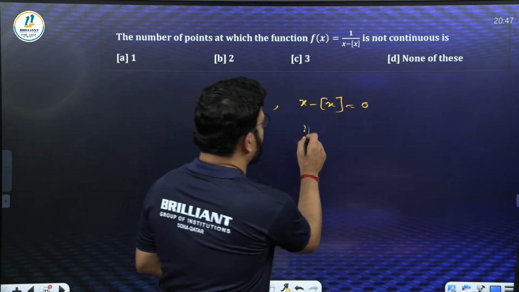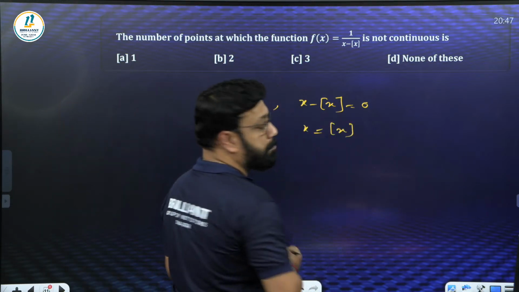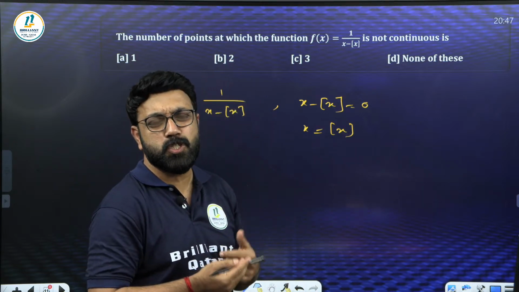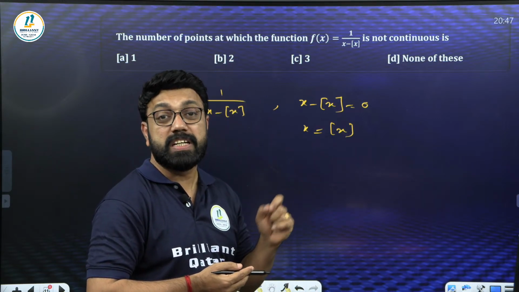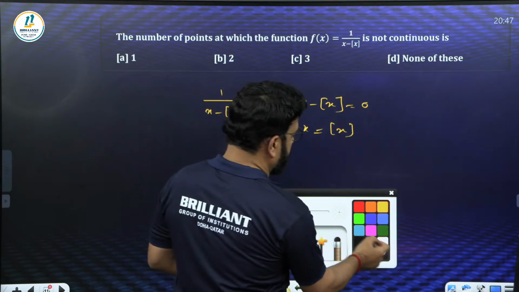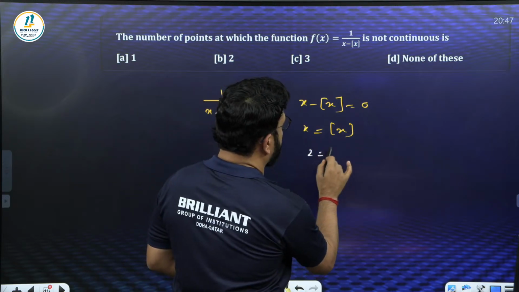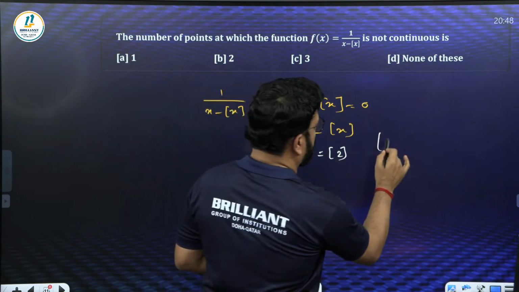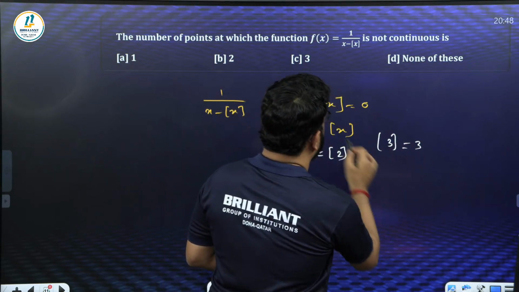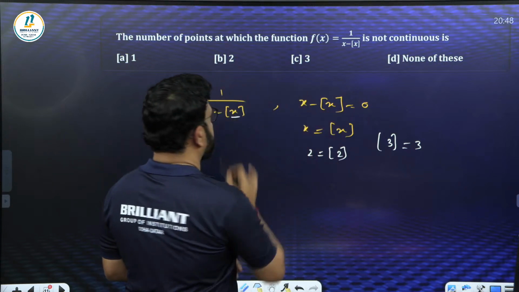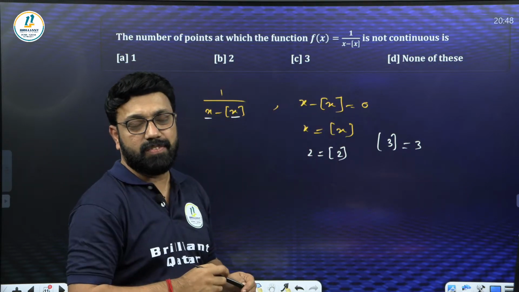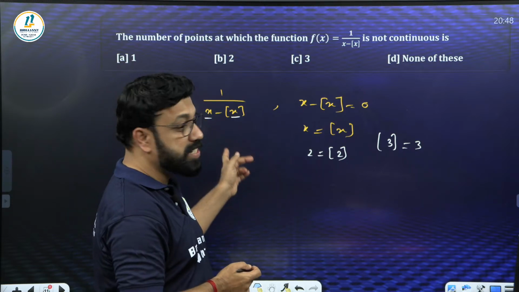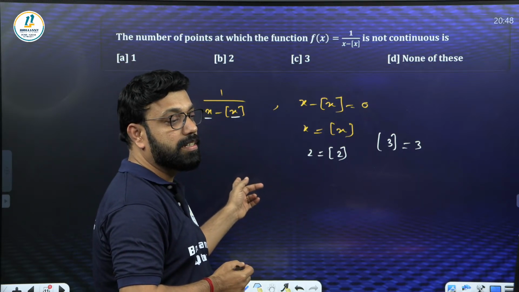Because x equal to the greatest integer of x only happens when x is an integer. That means if x equals 2, then both are 2. These both are equal, or the greatest integer of 3 is equal to 3 only. So at the denominator, the same value comes only in the integer case. Yes, this option is correct, maybe the correct answer.